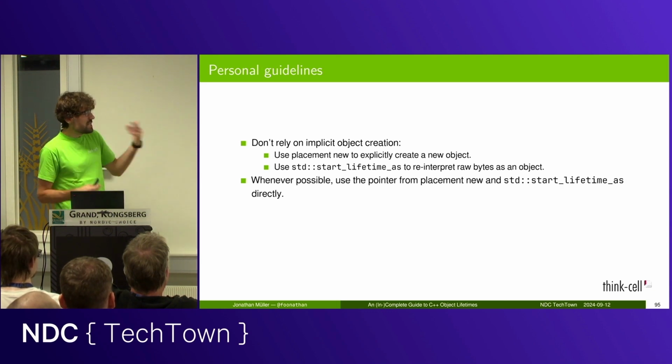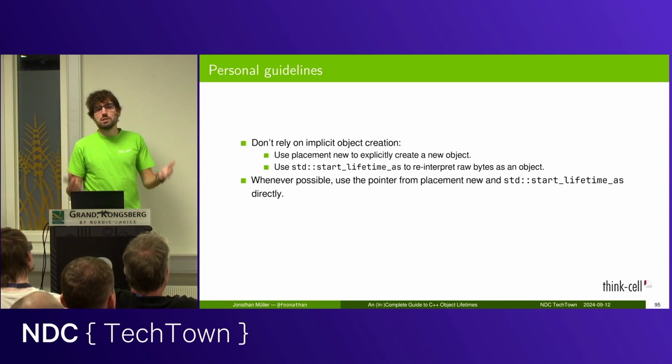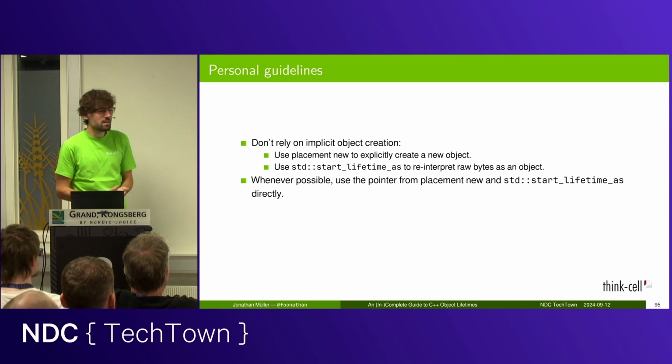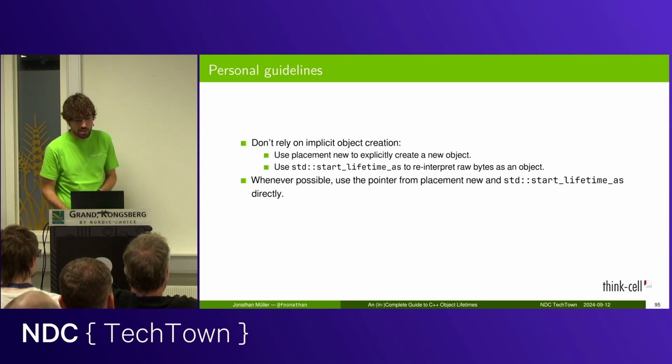Whenever possible, placement new and start_lifetime_as give you a pointer. Use those pointers, right? Then you don't have to worry about launder at all. If you directly just use the pointer from placement new and ignore all the old pointers, then you're good. You don't have to worry about it.